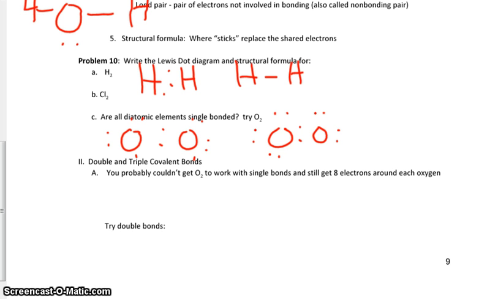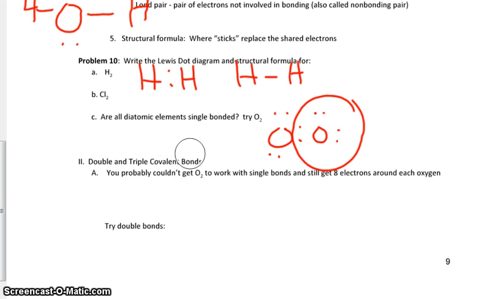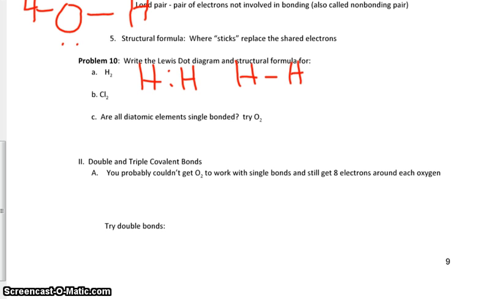The right-hand oxygen is missing 2 electrons. It does not have an octet. What's wrong with these guys? These all have 7 electrons around them. That's not an octet. I don't know how I can draw oxygen as a single covalent bond and still have each oxygen with an octet. So that brings us to our next form, which is the double and triple covalent bonds.